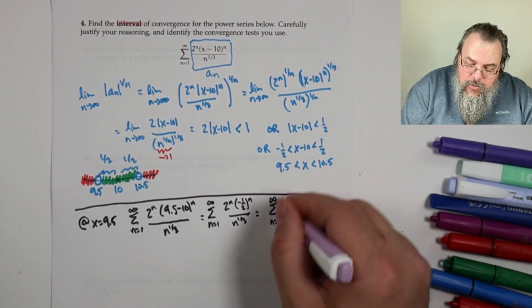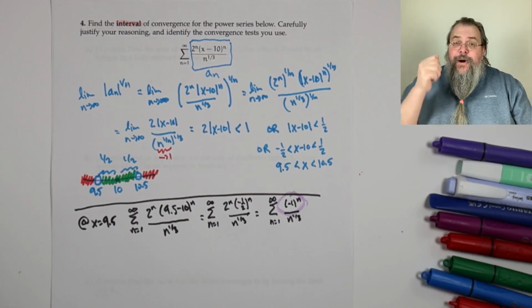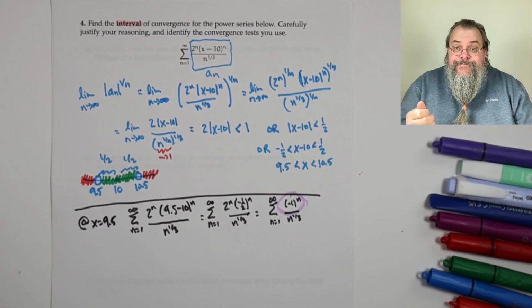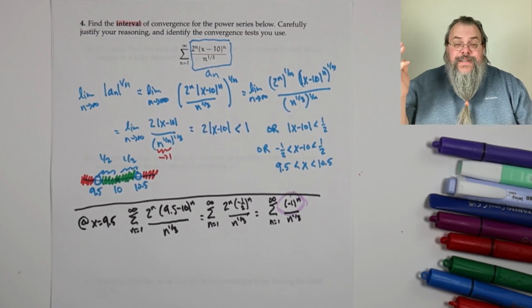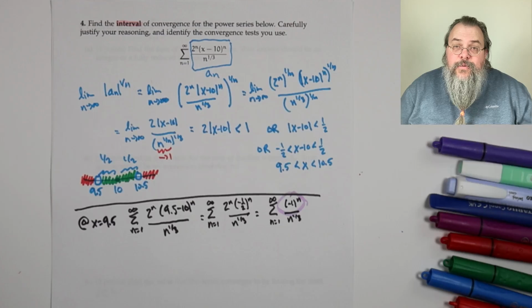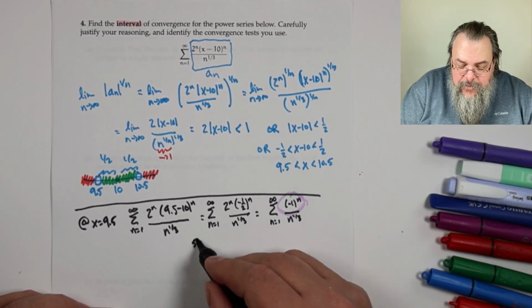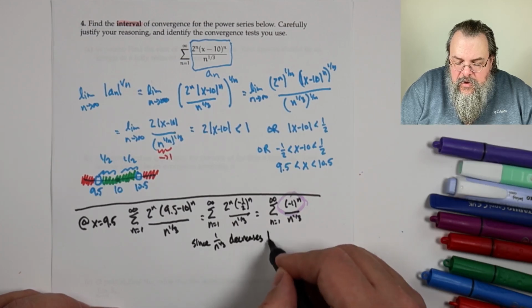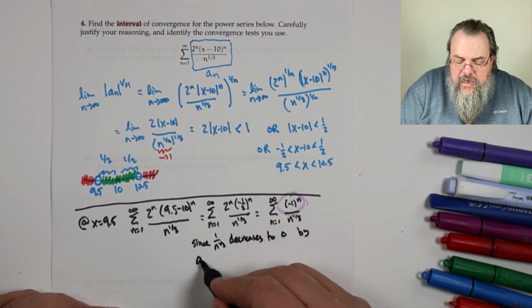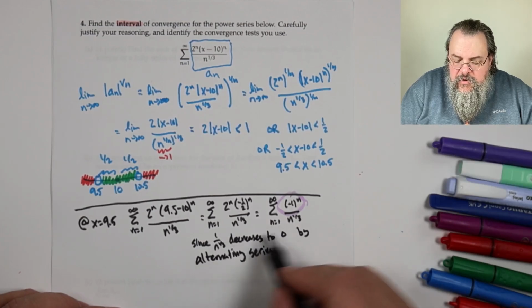Why? Well, because when we see a minus sign, there's a beautiful test, and it boils down to a simple question. Do you decrease to 0 or not? If you don't decrease to 0, okay, forget it, hopeless. If you do decrease to 0, you converge. And so now we say, well, what's happening with this 1 over n to the 1/3? And we say, that's going to 0. So we say, since 1 over n to the 1/3 decreases to 0, by alternating series test, we converge because we decrease to 0 and we're alternating our sign.